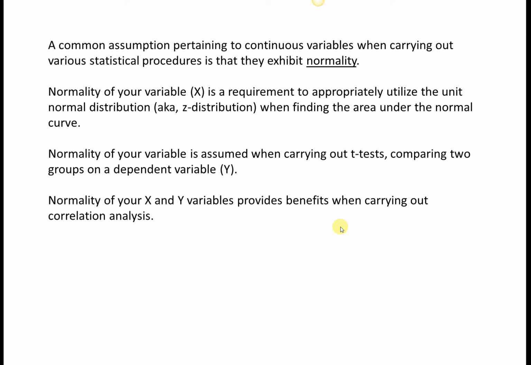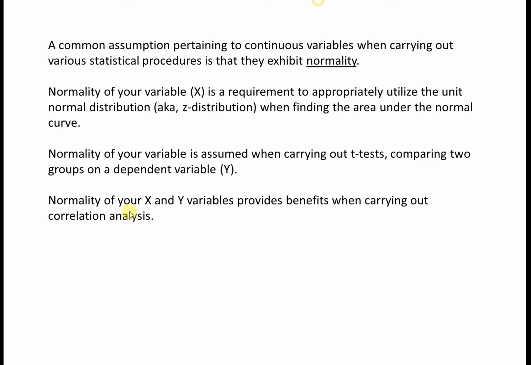Normality of your variable x is a requirement to appropriately utilize the unit normal distribution, also known as the z-distribution, when finding the area under the normal curve. Normality of your variable is assumed when carrying out t-tests, comparing two groups on a dependent variable. Normality of your x and y variables will provide benefits when carrying out correlation analysis.